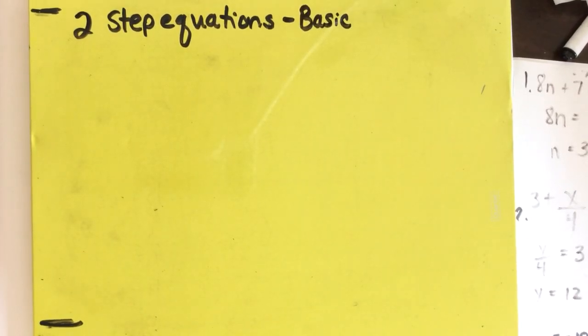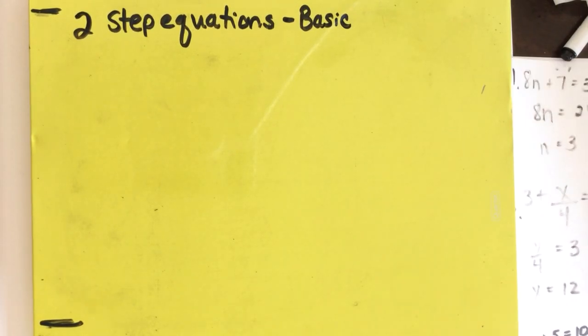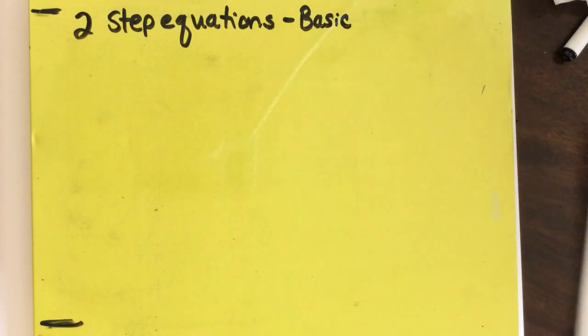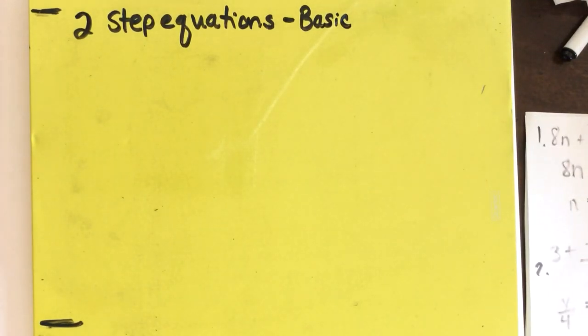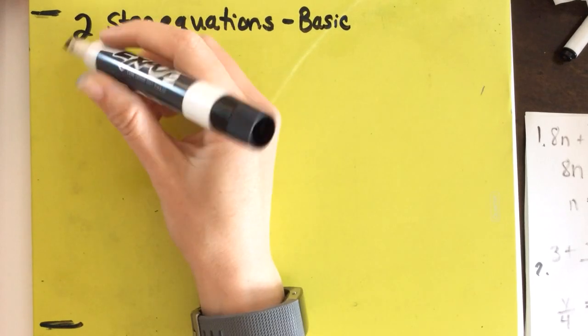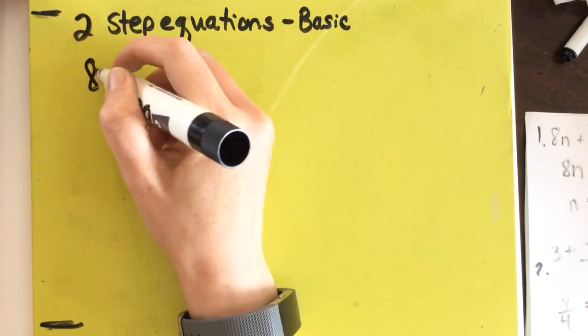Okay, this video is an instructional video on how to solve two-step equations, specifically basic two-step equations. We're going to get a little bit more complicated by adding in some parentheses and some binomials divided by monomials, but for now we're just going to do some basic questions. So let's start with this example.